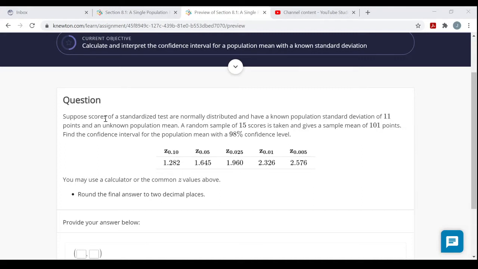All right, so suppose scores of a standardized test are normally distributed and have a known population standard deviation, that's sigma, of 11 points, and an unknown population mean. So a random sample of 15 scores is taken and gives a sample mean of 101 points. Find the confidence interval for the population mean, for mu, the unknown population mean, with a 98% confidence level.